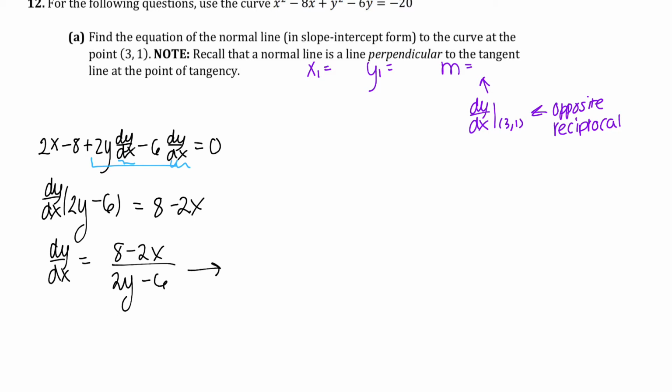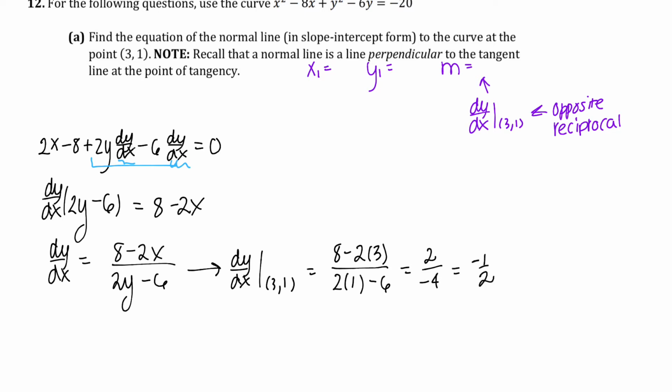Now evaluating that at the point 3, comma 1. So plugging in 3 and 1, we have 8 minus 6 is 2. 2 minus 6 is negative 4. So this will give us negative 1/2.